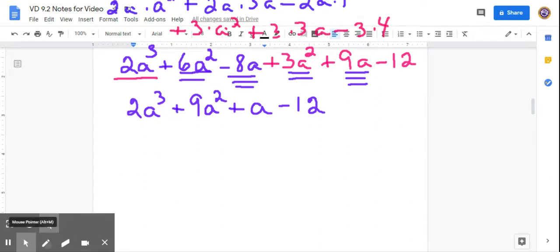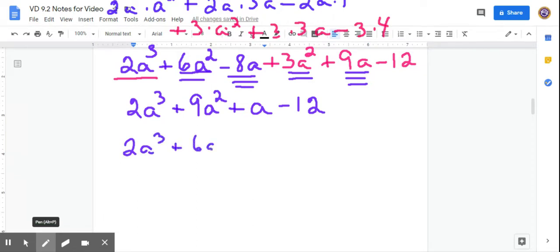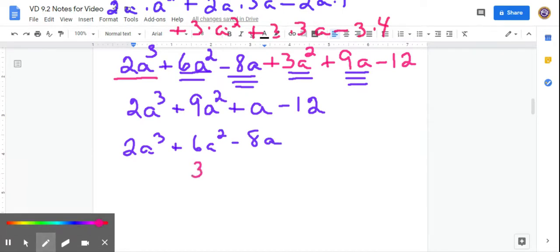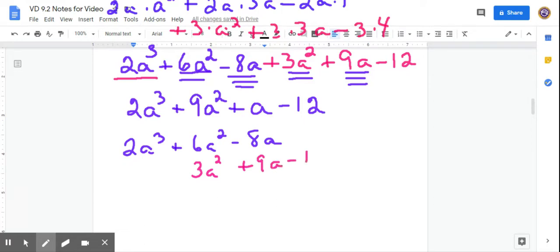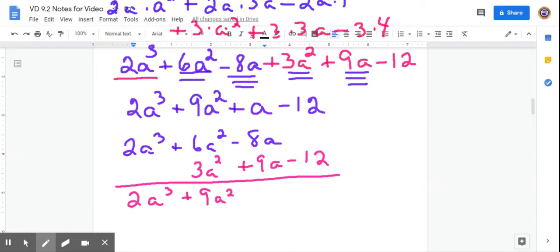Again, like I said, you could have taken that 2a cubed plus 6a squared minus 8a, and when you multiplied the second parentheses, you could have lined it up. So put the 3a squared underneath the 6a squared. Put the 9a under the 8a, and then carry the 12 over here. And see, when you do that, you get the same answer, 2a cubed plus 9a squared plus a minus 12.